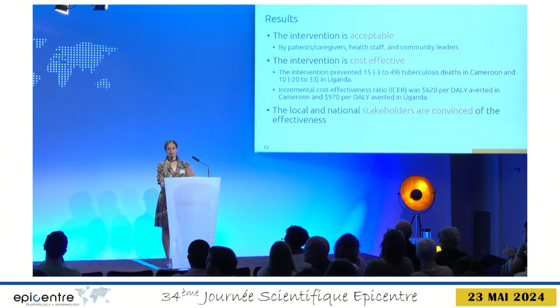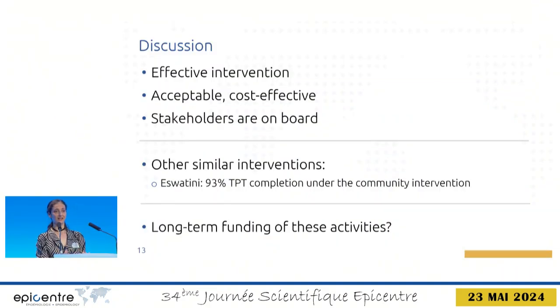We also had ongoing discussions with national stakeholders who are convinced of the effectiveness of the intervention. So we see it works. It's something that people want. It's an intervention that is acceptable, it's cost-effective. Stakeholders are on board. There have been other interventions in the literature with similar findings, especially in Eswatini, with a 93% TPT completion under the community intervention, so it's very similar. And the open question now, that is not the scope of this project, is how to fund these activities on a long term. So I don't have the answer to this one.